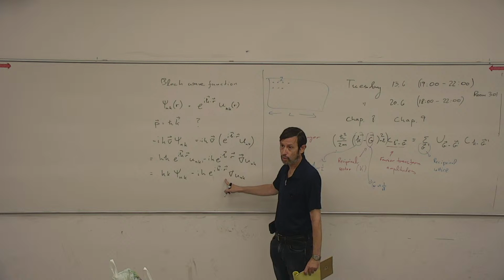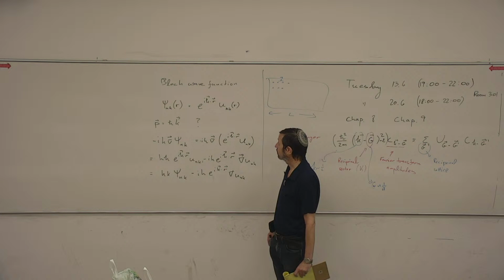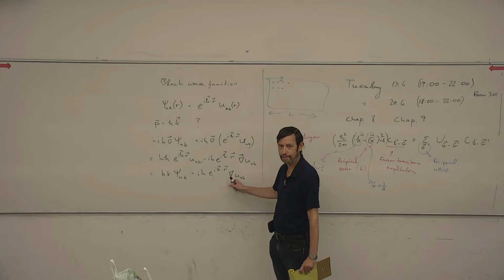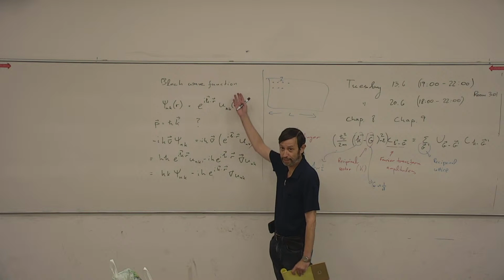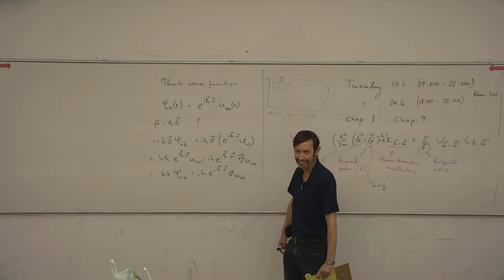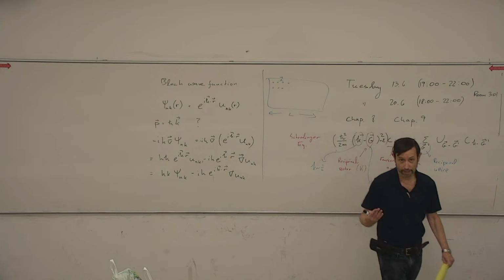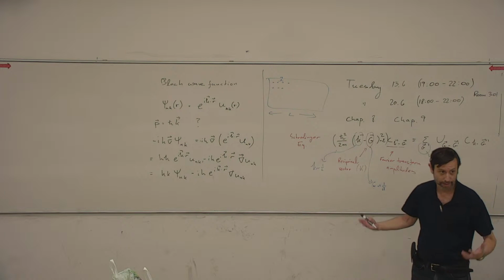When will it give me the expected behavior of a free electron? If the second part is 0. And when is that? When U is constant, correct. Which is the free electron solution. But if it's not a free electron, it's not necessarily correct.